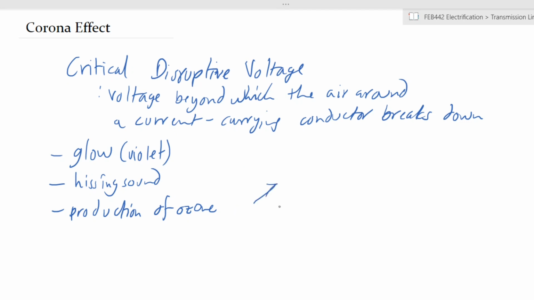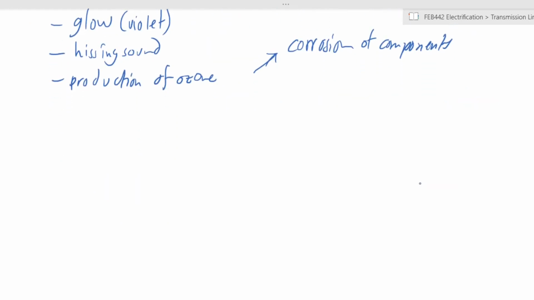And the effects of corona are not just a disturbance due to the glow itself. It can actually cause corrosion. Because the air breaks down or oxygen forms ozone, that ozone can cause corrosion of the electrical components. So it is important to understand the effects and take them into account.